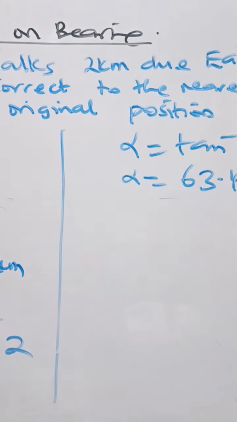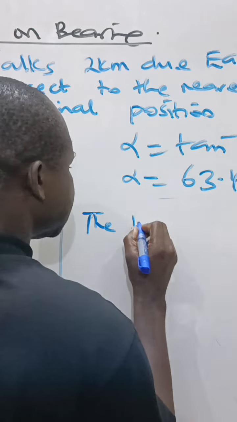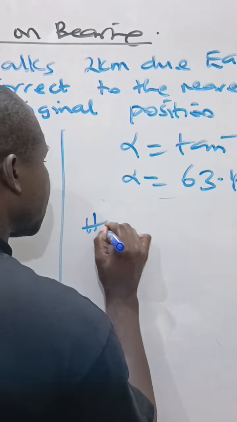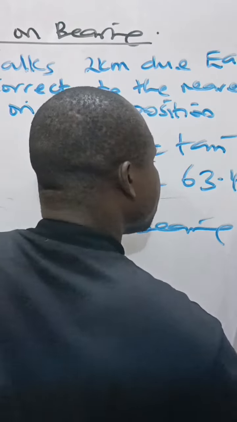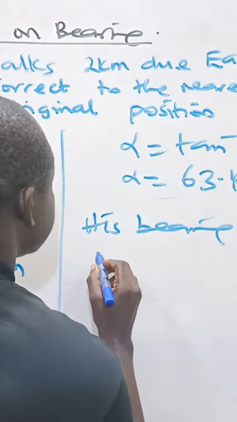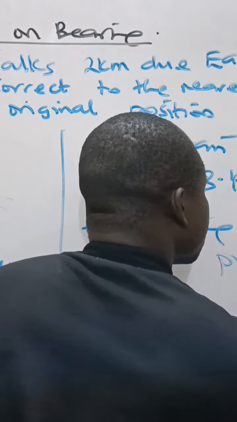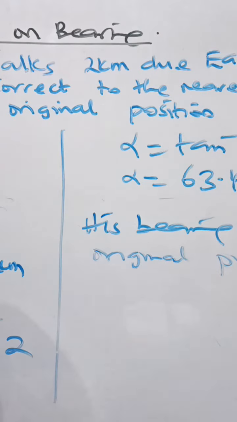So the bearing from the original position, we want to calculate to the nearest degree. The bearing from the original position will now be equal to the first.